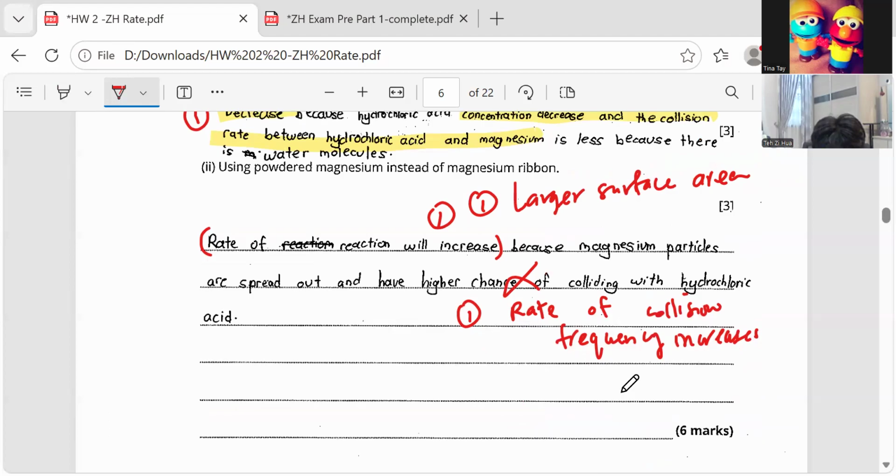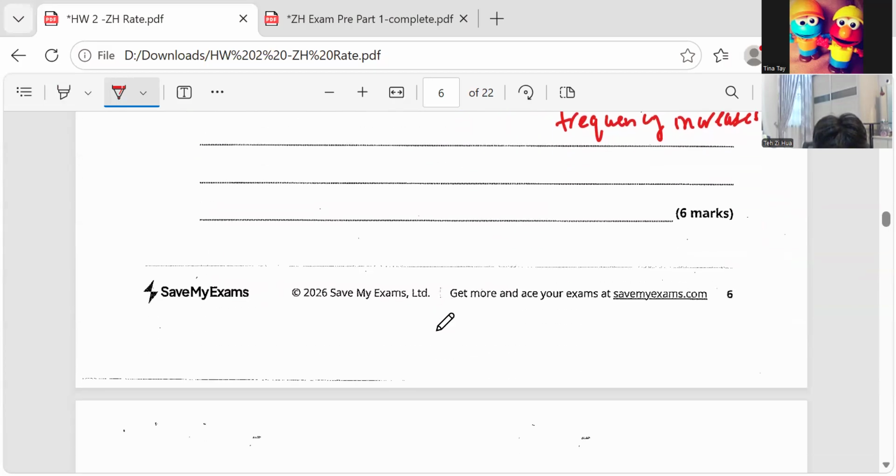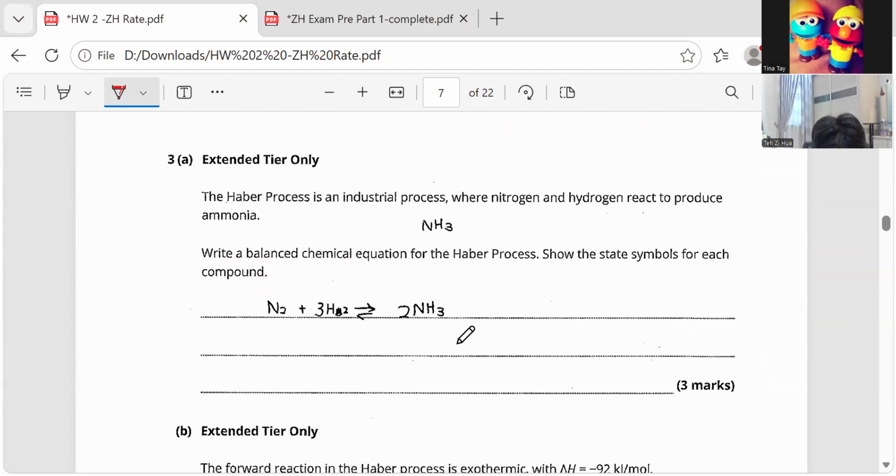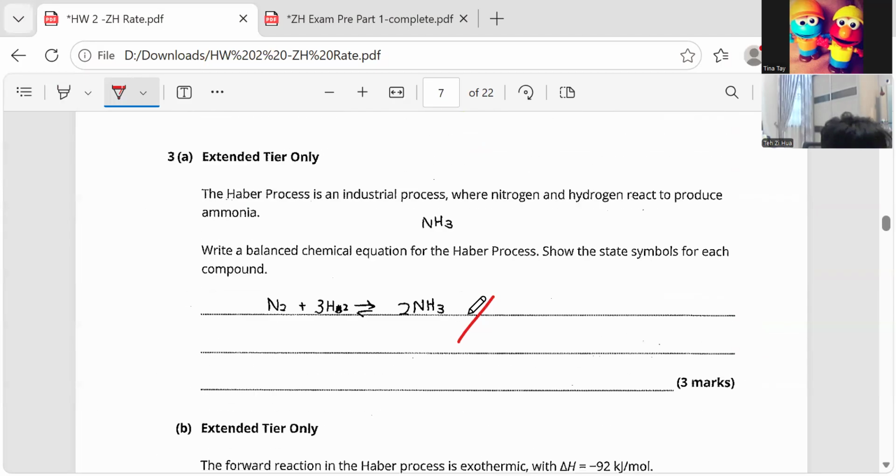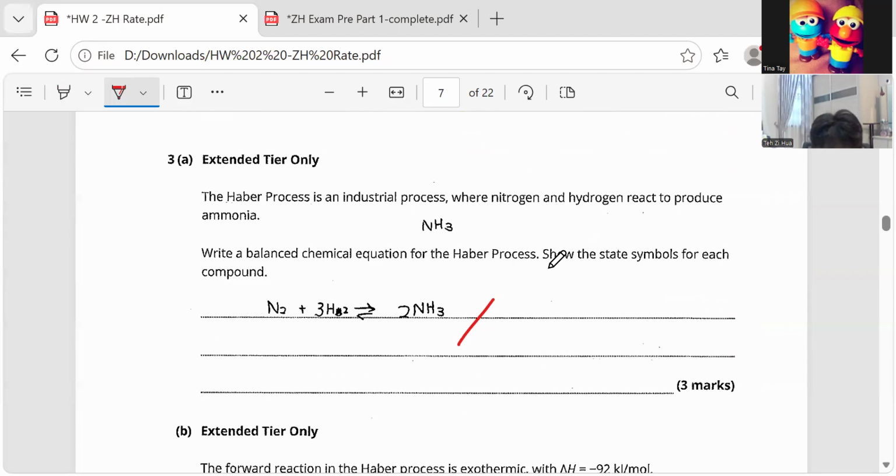Done already? Yes. And then you half do, half don't do, then show the state symbols you forgot. Did you rush to do this? Yes. No wonder. It's like half right, half wrong like that. Cannot like that. Okay?